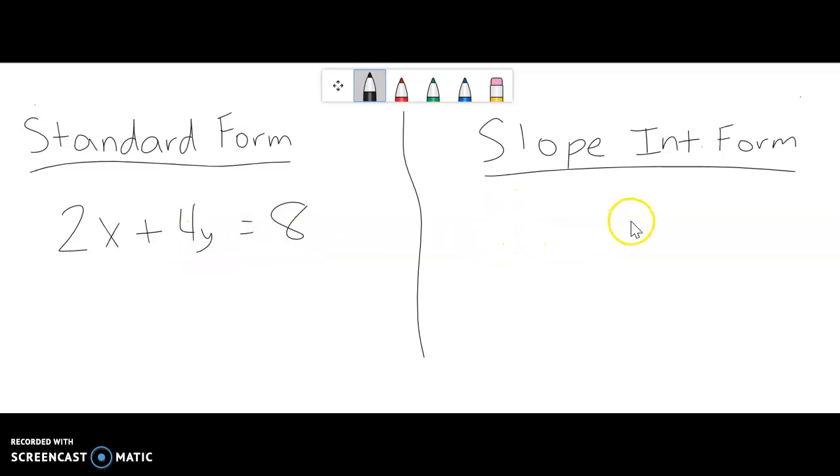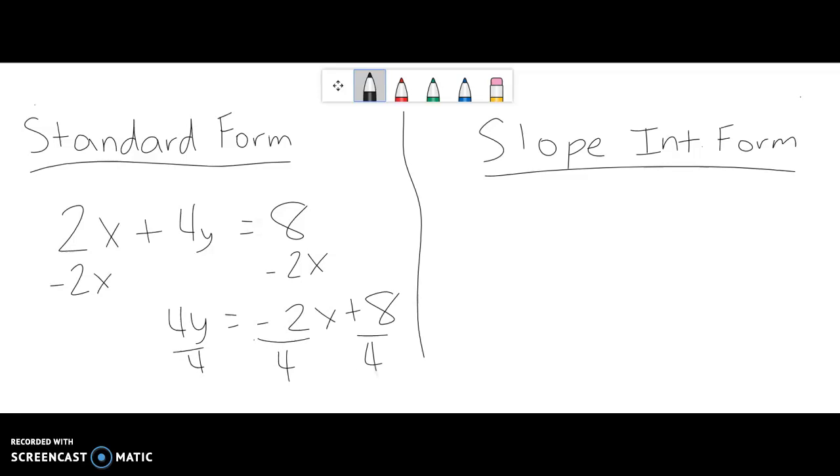Slope-intercept form has y equals mx plus b, so we're solving for y. So I'm going to solve for y. I'm going to isolate y. I want y by itself, so 4y, subtract my 2x over, divide by 4. And remember to divide on every single term, not just one term. You got to divide 4 on everything. And then I'm left with y equals negative 2 fourths x plus 8 fourths.